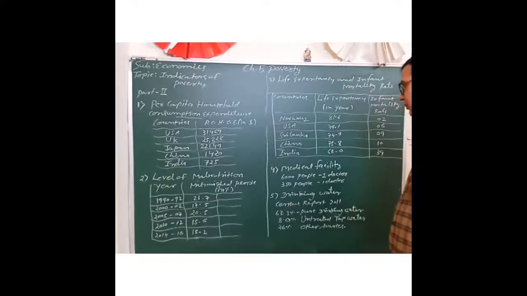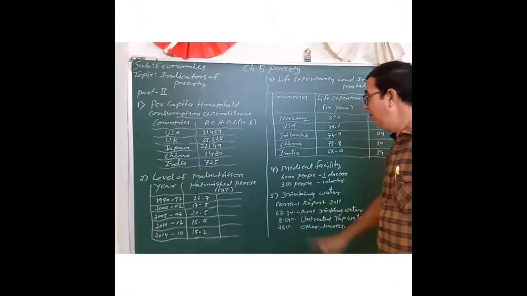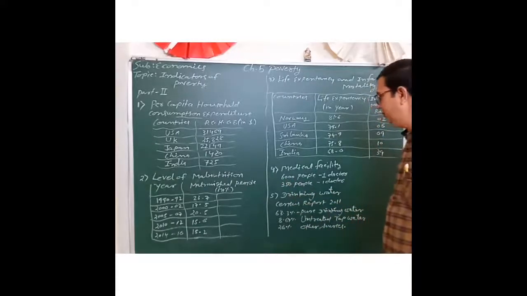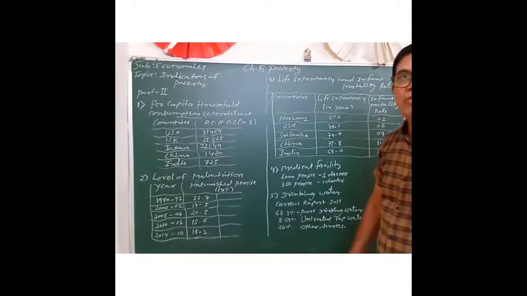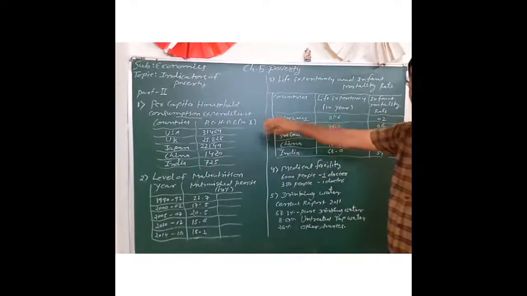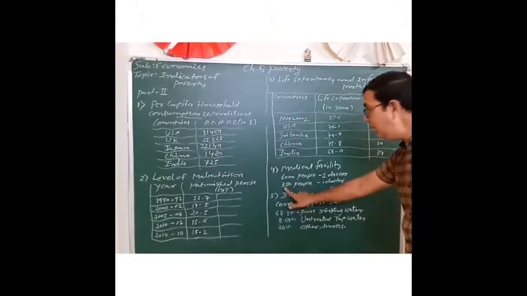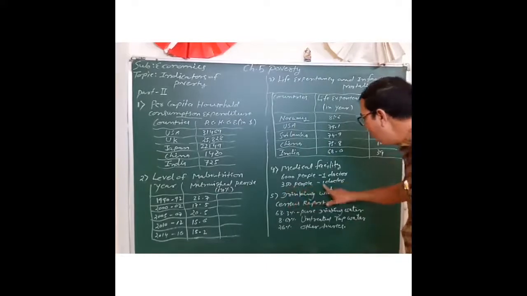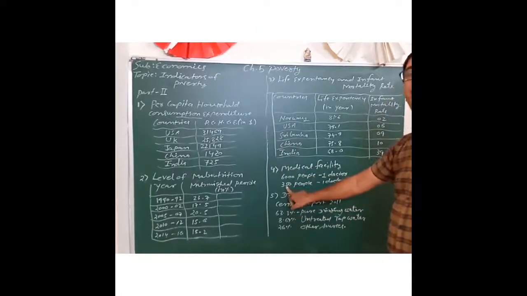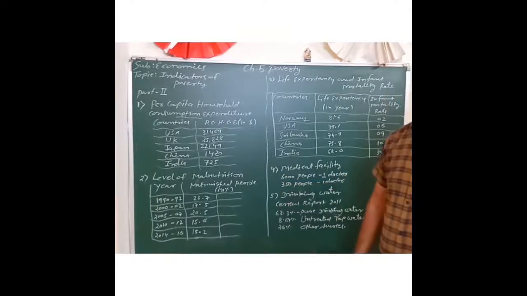But see here, in a developing nation like India, per 6,000 people only one doctor. And in a developed nation like USA, Norway, UK, per 350 people one doctor. Just compare, 350 people one doctor, here 6,000 people one doctor.